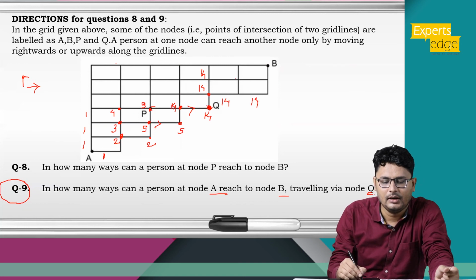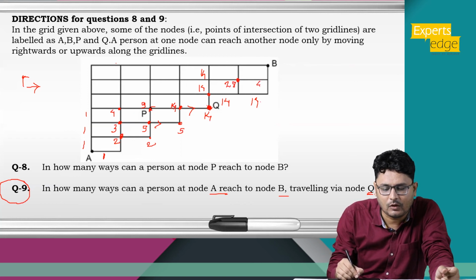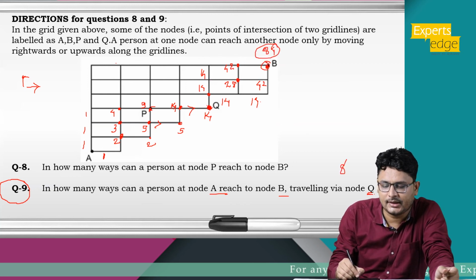Okay, so how much will this be? 14 + 14, 28. This 14 + 28, this will be 42. Similarly 28 + 14, this will be 42, and 42 + 42, this will be 84. So the answer of the 2nd question is 84.